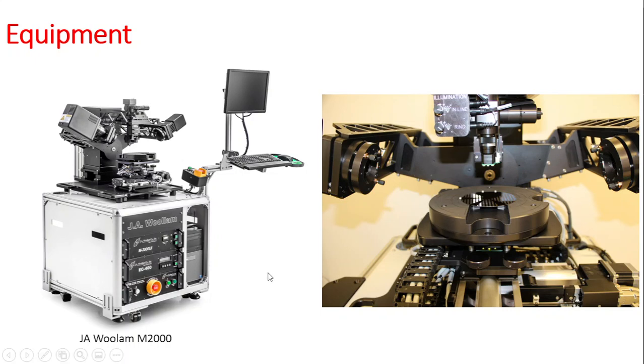One of the popular tools for measuring film thickness is the JA Woollam M2000. This is how the tool looks, and this is a close-up of the sample stage and the setup. Here you have the source where your polarized light comes out from. Your sample is on a stage here, and this is the detector which collects the reflected light.